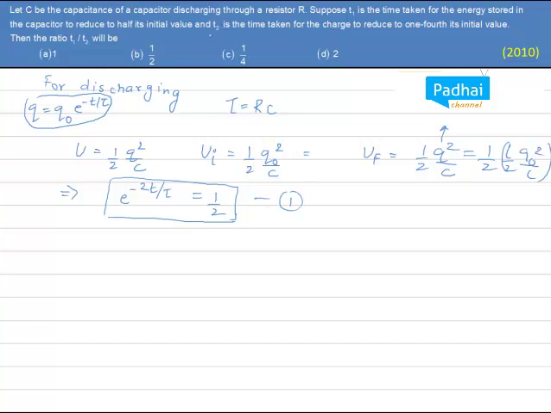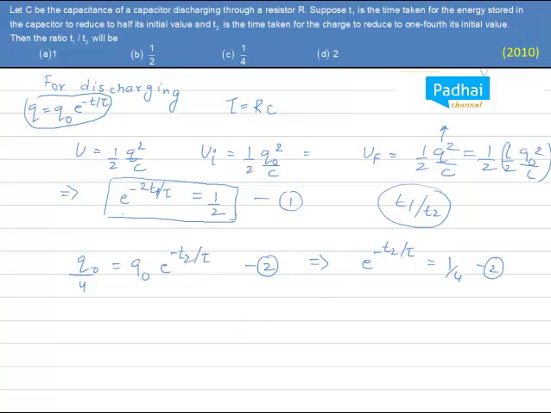Now for the second part, this was the T1 time. T2 is the time taken for the charge to reduce to 1/4 of its initial value. That means Q naught by 4 should be equal to Q naught into e raised to power minus T2 by tau. This is the second equation, which gives e raised to power minus T2 by tau equal to 1 by 4. Now I have to calculate the ratio of T1 by T2.